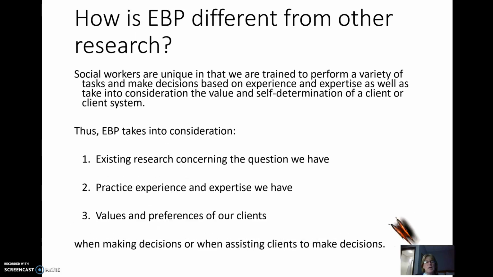So how does EBP differ from other types of research? Well, EBP, remember, this is existing research. We want to take into consideration what we already know, what expertise we have, and the values and preferences of our clients. All of these things work together to help us better understand the phenomena that we're trying to understand.